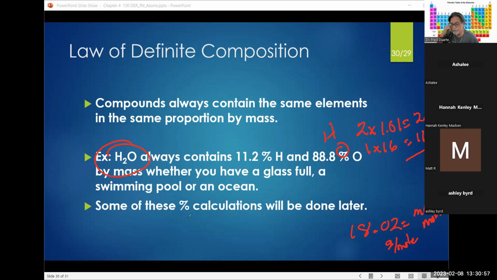So once you do that, if I take the 2.02 for the hydrogens and divide it by the total weight, times 100, and the 16 divided by 18.02 times 100, guess what? I end up with 11.2% hydrogen and 88.8% oxygen. And that is true for H2O, no matter where you find it. And that is the composition of water.